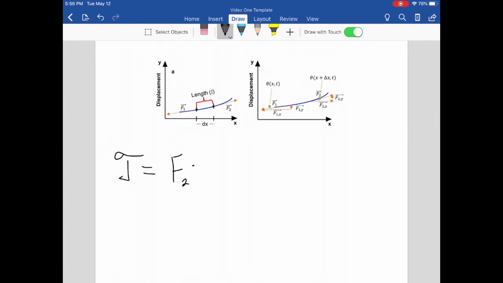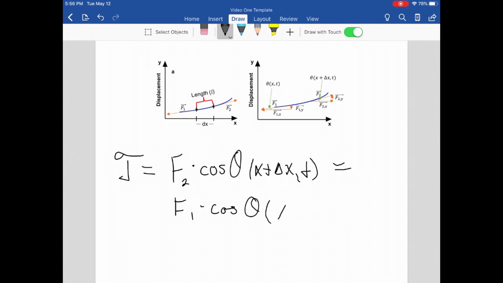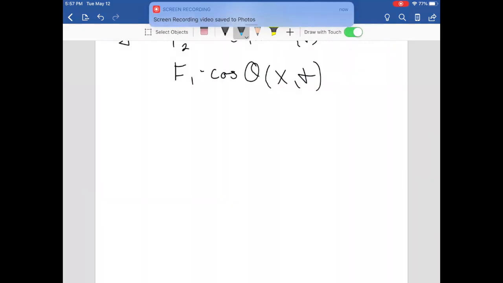F2 times the cosine of theta at x plus delta x. That is also equal to F1 times the cosine of theta at x and t, where all I did was add over F1 times cosine of theta at x and t. So going ahead and doing this, this will actually allow us to make a strategic substitution in just a moment.